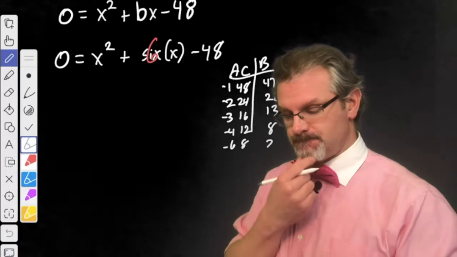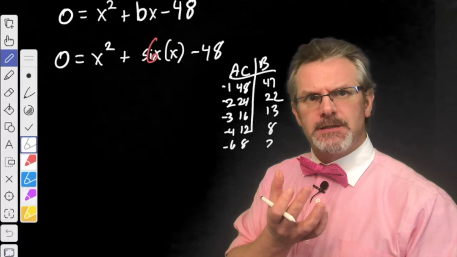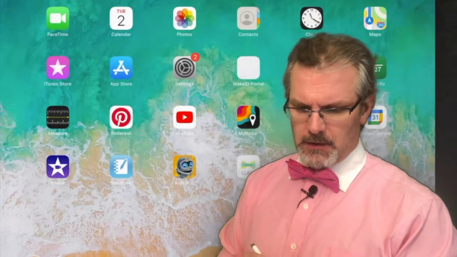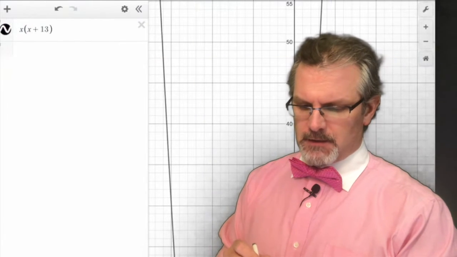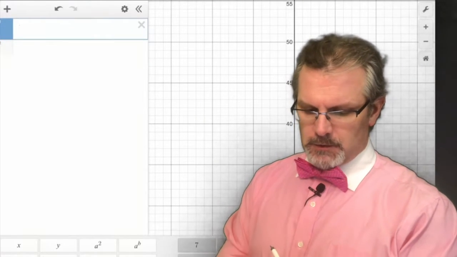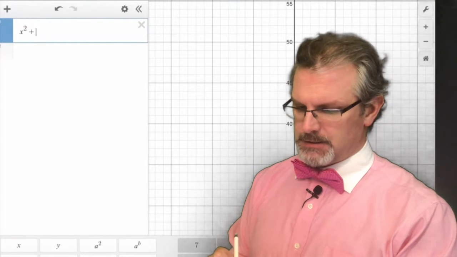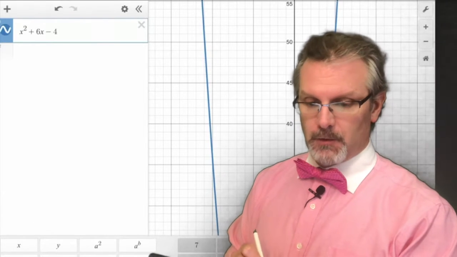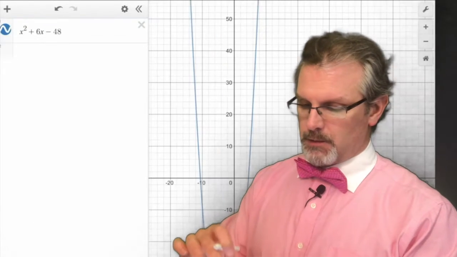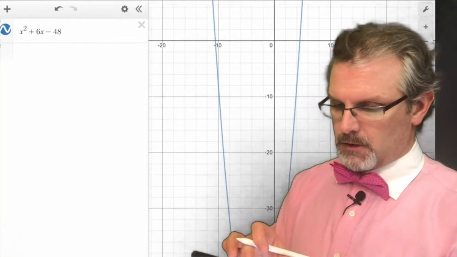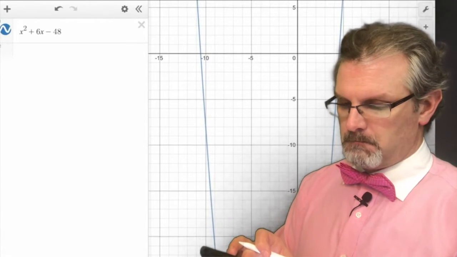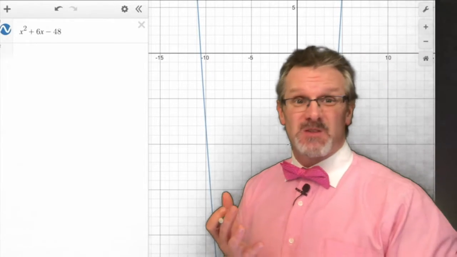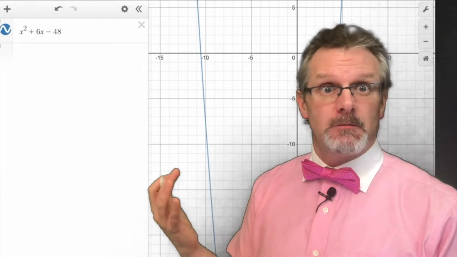I wonder if I could put this into the graph. So I'm going to come back here to Desmos. I'm going to clear these out. All right, so x squared plus 6x minus 48. Bring my graph down and I start to look here. Uh-oh. That's not going through any integers, so it's not going to work out to be some nice, neat, round number.